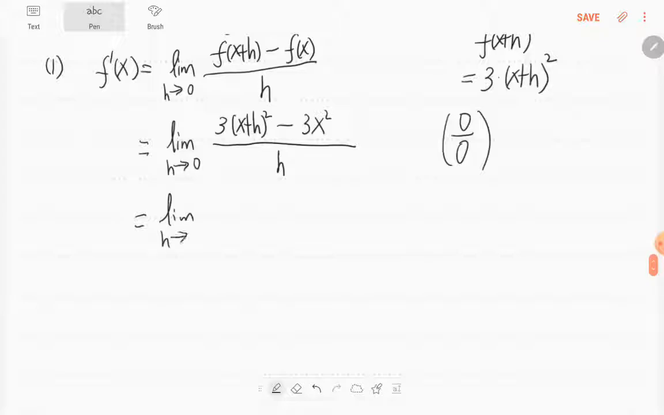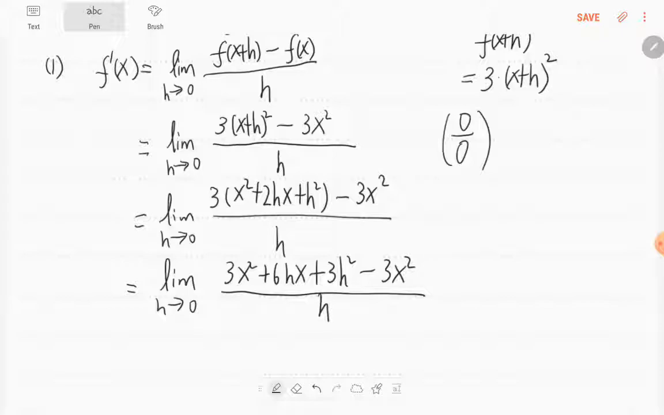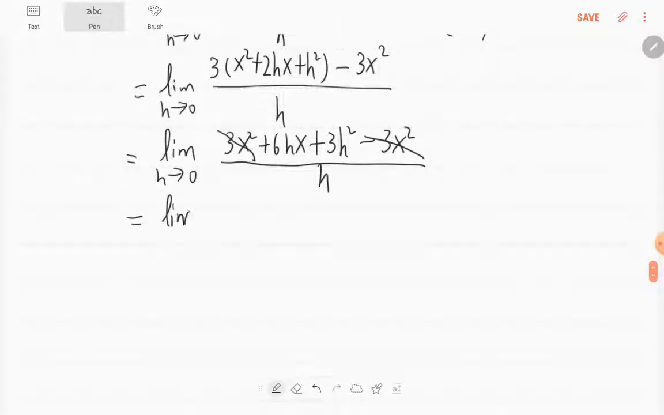Let's expand the square. Okay? So it becomes 3 times (x squared plus 2hx plus h squared), right? This is the formula for the perfect square, minus 3x squared. So let's distribute the 3. It becomes 3x squared plus 6hx plus 3h squared minus 3x squared, divided by h. We notice that the 3x squared minus 3x squared will disappear. So you will have the limit as h approaches 0 of h times (6x plus 3h).